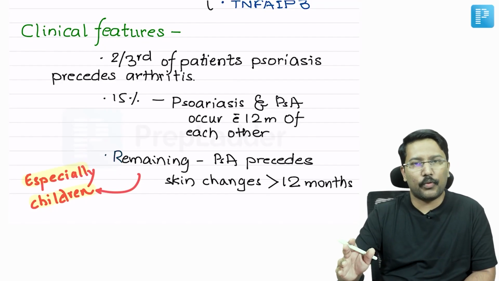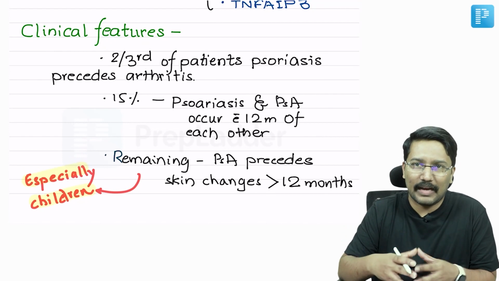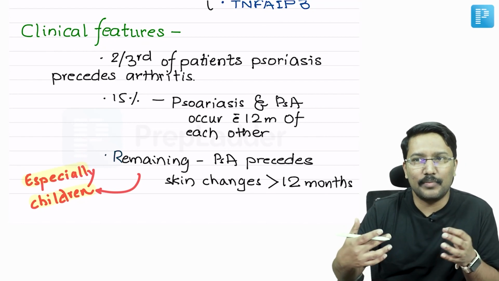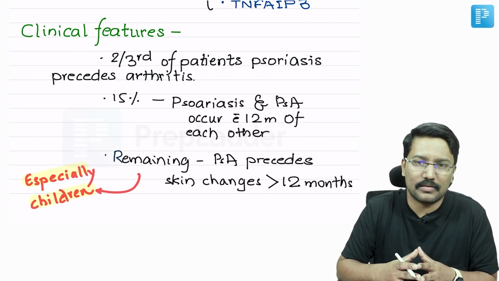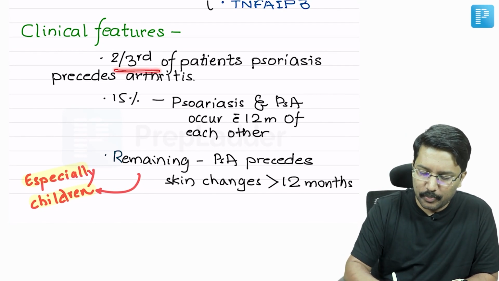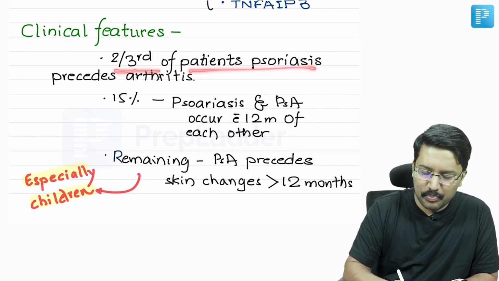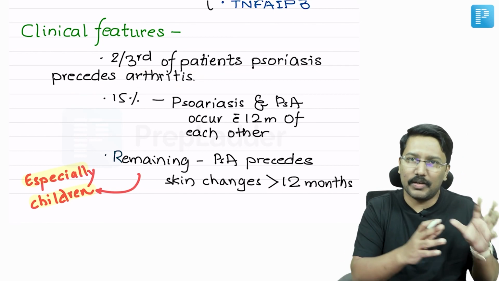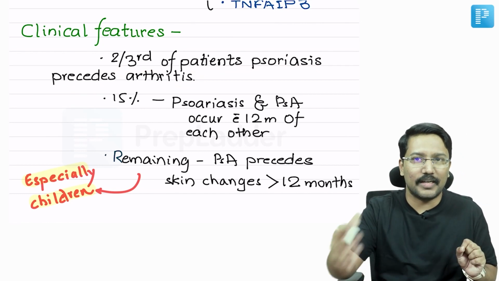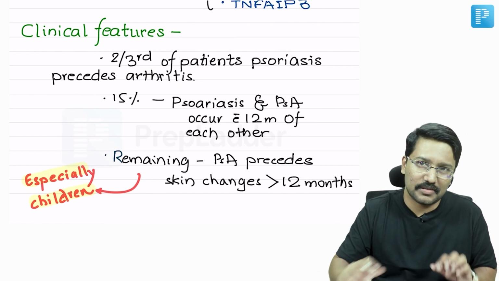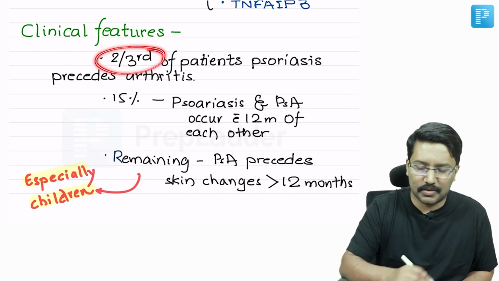So remember one important point. Not all patients have psoriatic skin rash at the time they present with psoriatic arthritis, right? Only 2/3 of the patients have psoriasis preceding the arthritis. They develop psoriasis and then later on manifest with arthritic manifestation. That story holds good for 2/3 of the patients.